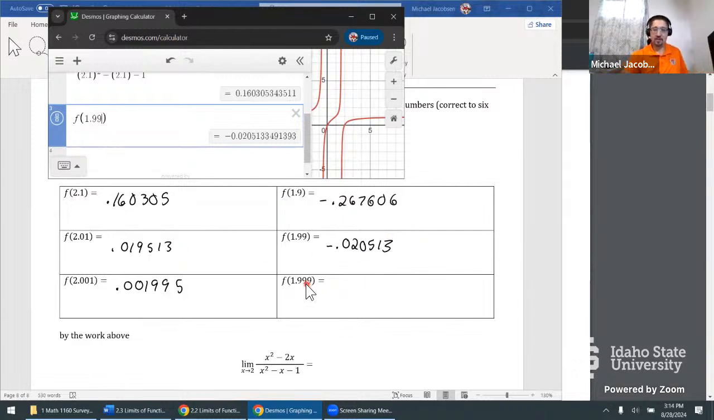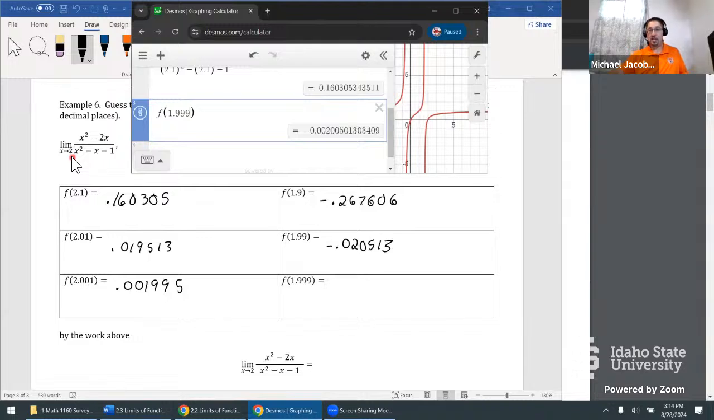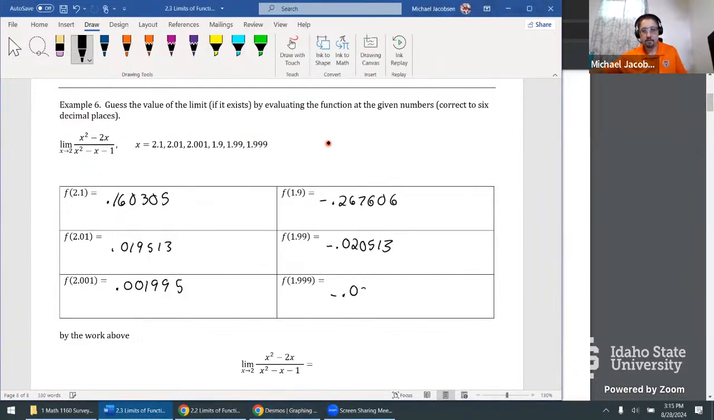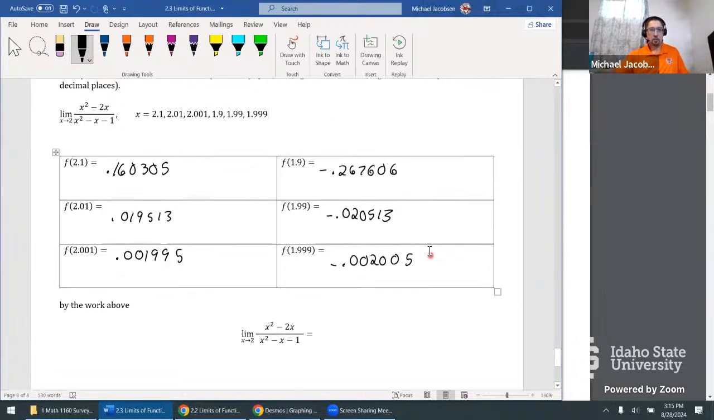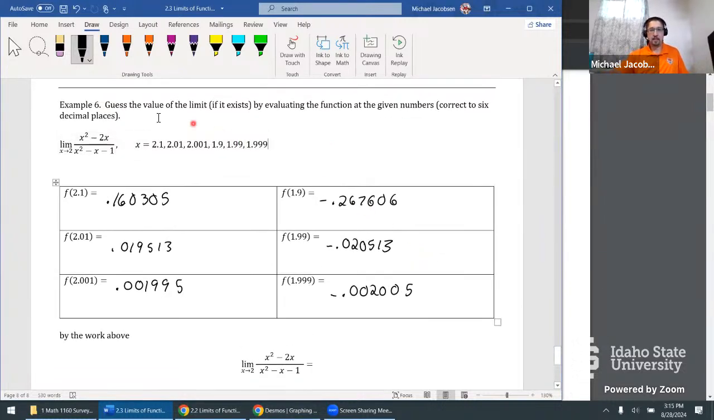But here's our last one. Getting still closer, 1.999. That's because we're now very, very close to 2 on the left-hand side. We get this value. Now, again, this one's really close to 0, negative 0.002005. So by the information we see here, again, we're going to guess the value. Any guesses from the class on what this ought to be if you had to put just one number now?